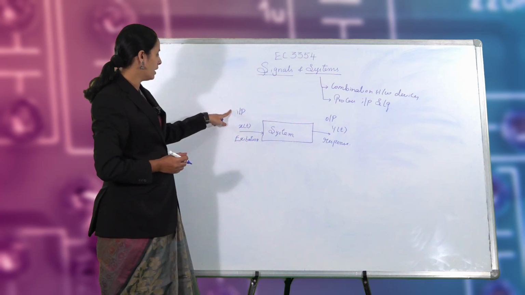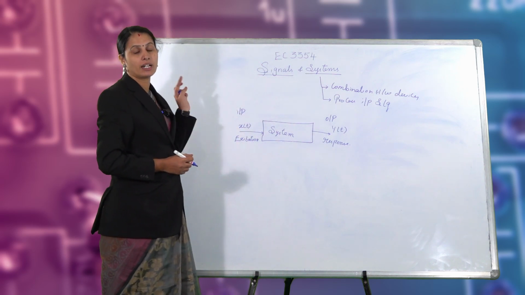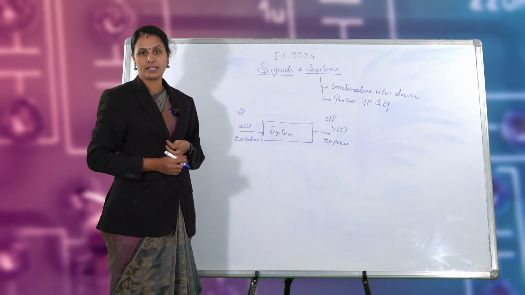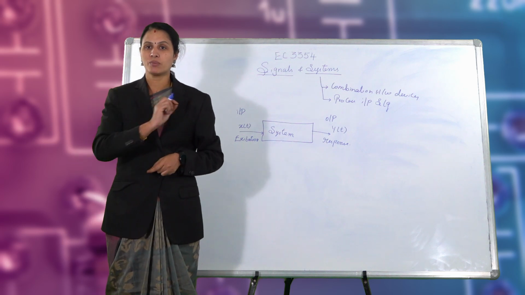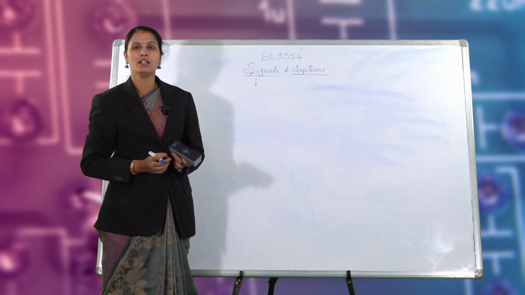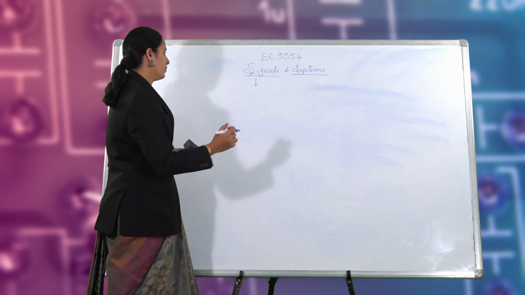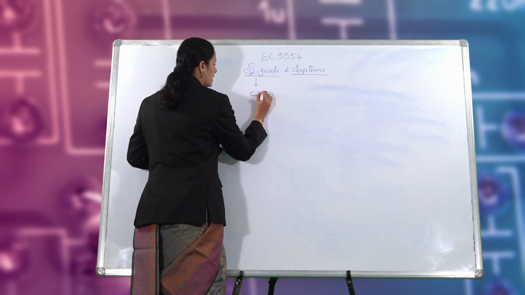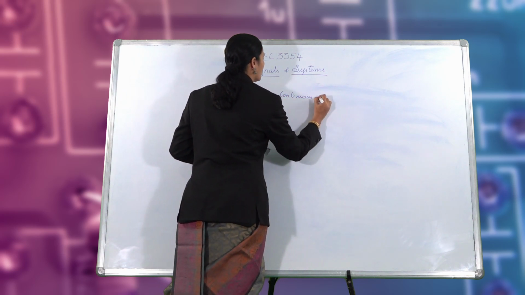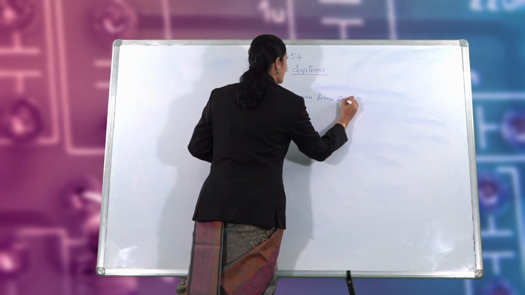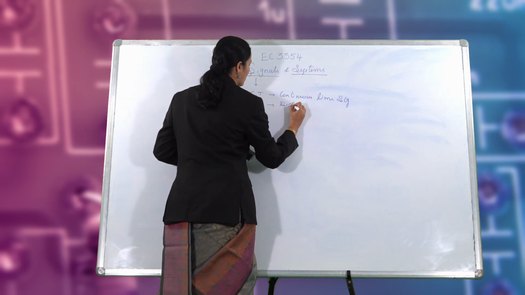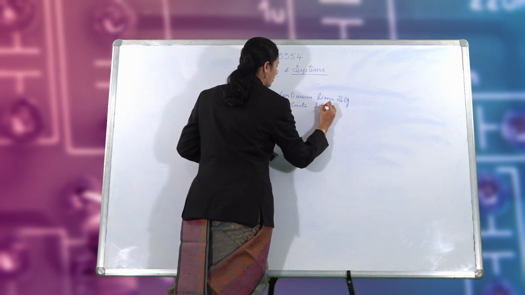So, I have told you the input signal. We can represent the signal in two ways. One is your continuous time signal, another one is your discrete time signal. Now, let us see what are the types of signal. Depending upon the independent variable, we can represent the signal as a continuous time signal, that is CT signal. Next one is your DT signal, discrete time signal.